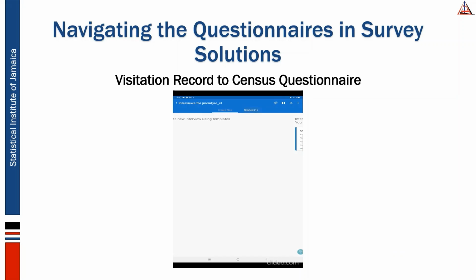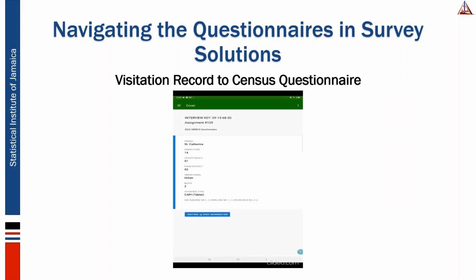After you have successfully listed a building in the VR, you may need to move to the Census Questionnaire workspace. Do so by clicking Menu, Workspaces, Census Questionnaire, where you will then proceed to the Create New tab and start a new interview. You will see the cover of the questionnaire and then section visit information.